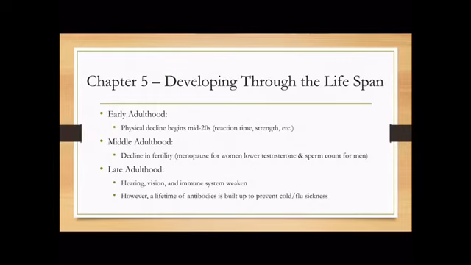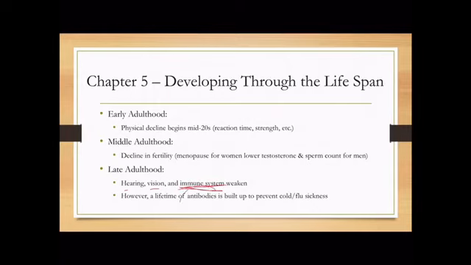Okay, this is just kind of a summary of the last part of chapter 5. So in early adulthood, we start to see physical decline begin. In middle adulthood is when we see that decline in fertility, which is menopause for women, and a lower testosterone and sperm count for men. And then late adulthood is when we get that hearing, vision, and weakening immune system.